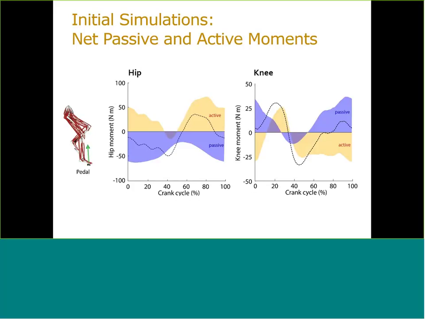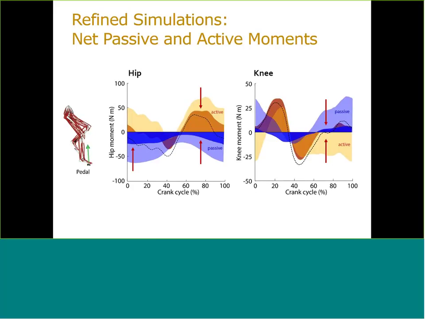You can clearly see that in both joints there's substantial net passive moments, and as a consequence, compensatory active moments were necessary so that the simulation reproduced the net joint moments from inverse dynamics.